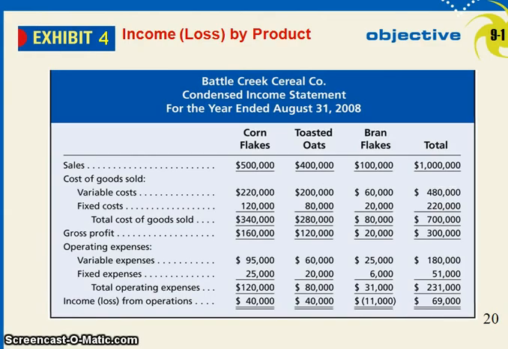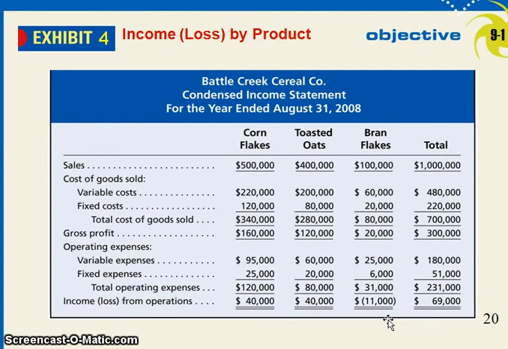Alright, next what we're going to be looking at is discontinuing a segment of operations. So here we've got a company that makes cornflakes, toasted flakes, and bran flakes. And if you look at this, you can see cornflakes is turning a profit, toasted oats is turning a profit, and bran flakes is not. So looking at this just from a standard point of view, this is your normal balance sheet: sales minus cost of goods sold, both variable and fixed, gives you gross profit minus any operating expenses, both variable and fixed. If you just look at this from the normal standpoint, you would see that bran flakes might be a line you might want to discontinue.